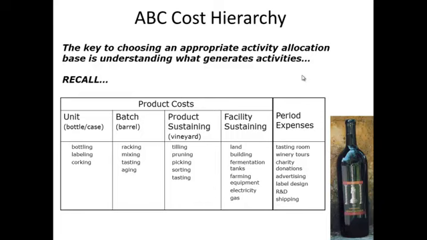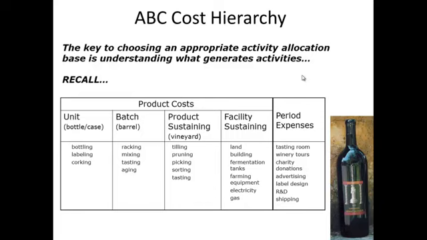And then finally, we also had up on our board costs associated with things like the building and the fermentation tanks and the farming equipment. Those would be classified as facility sustaining costs. Those are costs that we incur to sustain our entire operation, not just to sustain a particular vineyard, and certainly not just for a particular batch or single bottle of wine, but to sustain the entire operation.